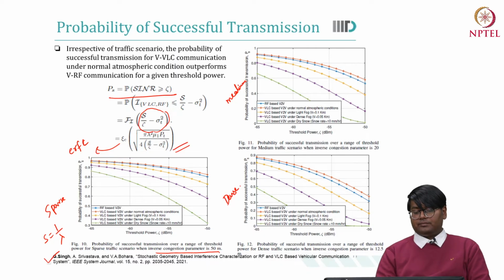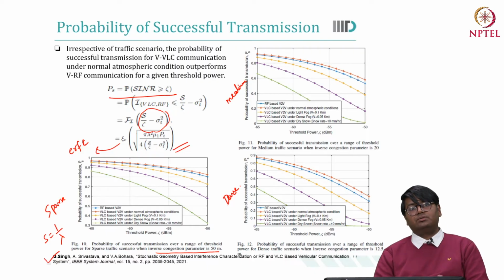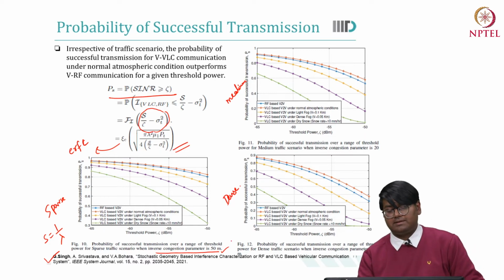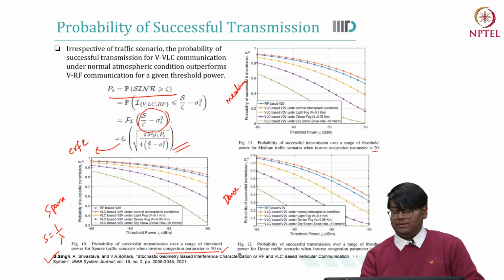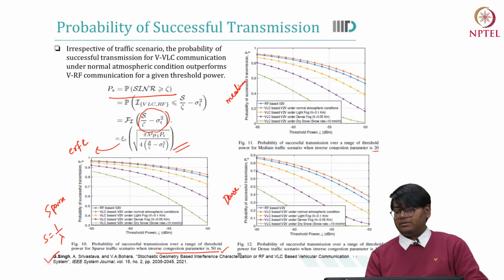Here, your inverse congestion parameter is 50 meters. So, we can also say that the distance between two consecutive vehicles is 50 meters. In other words, the vehicular density is 0.02. The sparse scenario is characterized when your inverse congestion parameter is 50 meters, and the medium traffic scenario is characterized when your inverse congestion parameter is 20, and when we decrease this inverse congestion parameter to 12.5, then we have a dense traffic scenario.